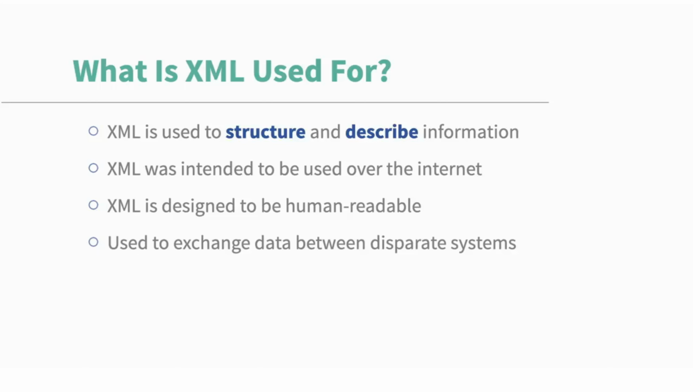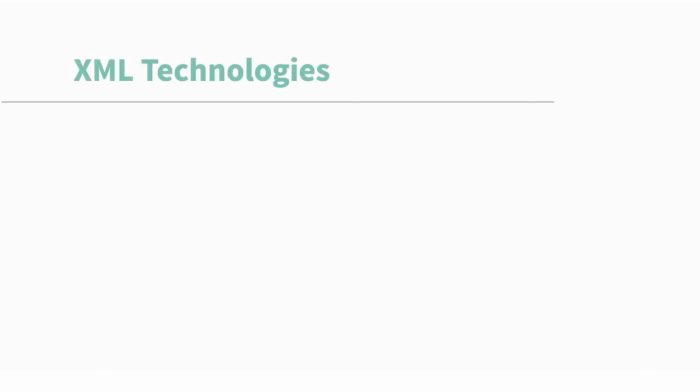XML can be used to exchange data between disparate systems that may have never been intended to talk to each other. So, for example, a bank might be using a very old computer system, and they might want to create a new application that lets that data be accessed by newer systems, and XML can be used to bridge those kinds of gaps.